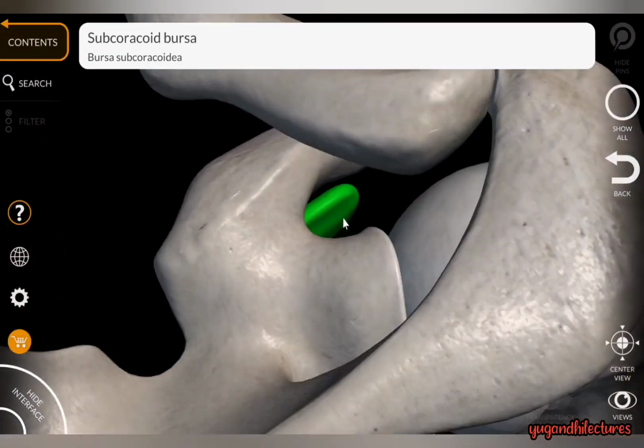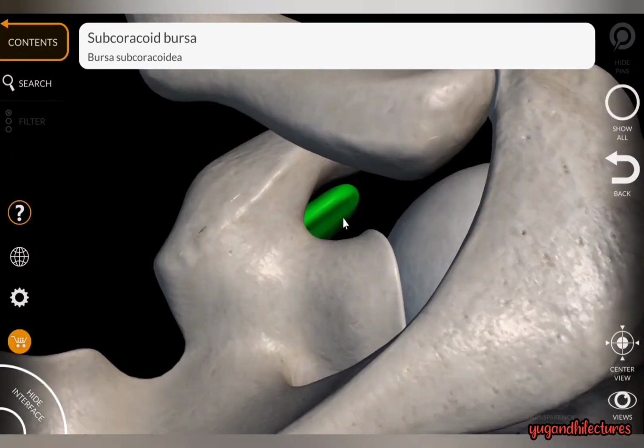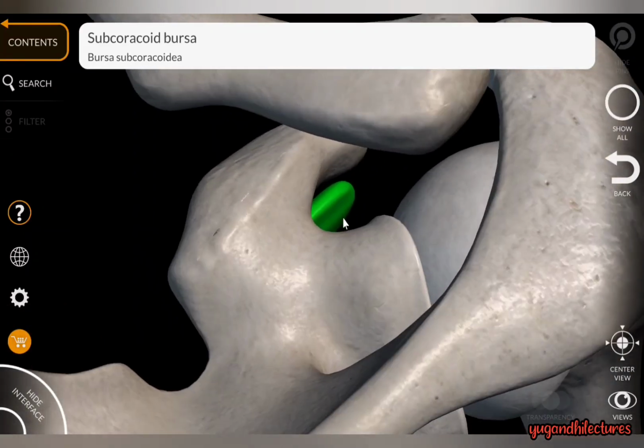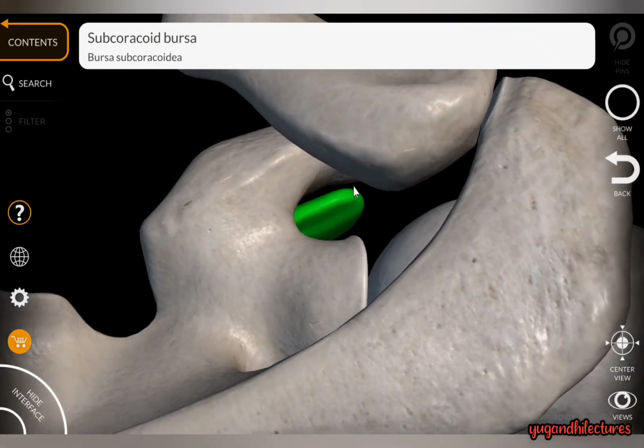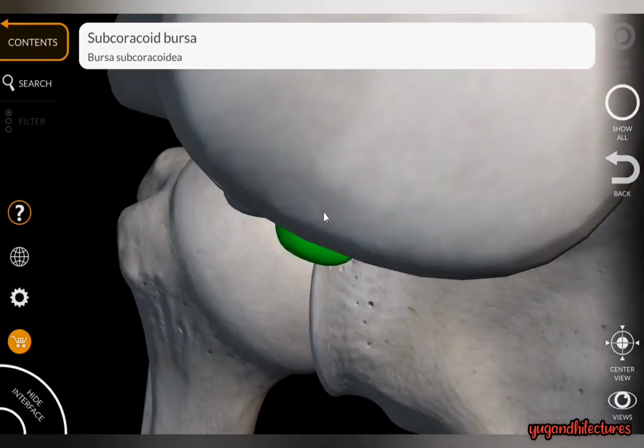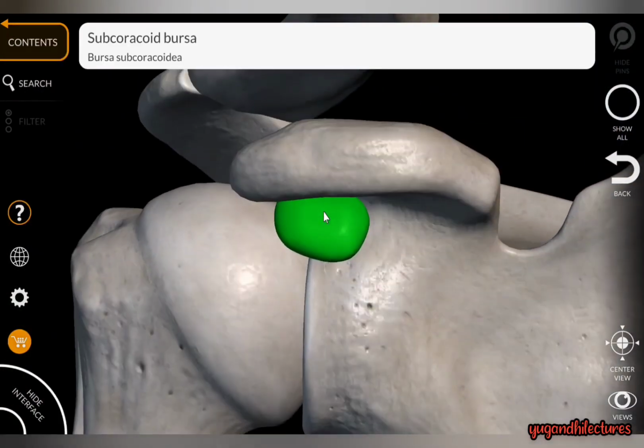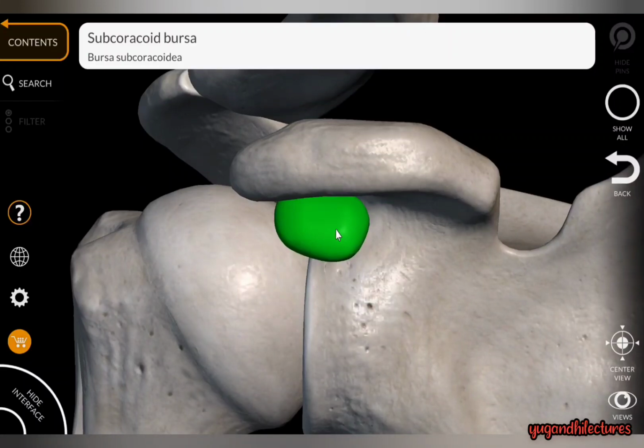So from the superior view, you can see this is the coracoid process of the scapula. So this bursa lies under the coracoid process. This is the anterior view. So now I'm going to remove this bursa also.